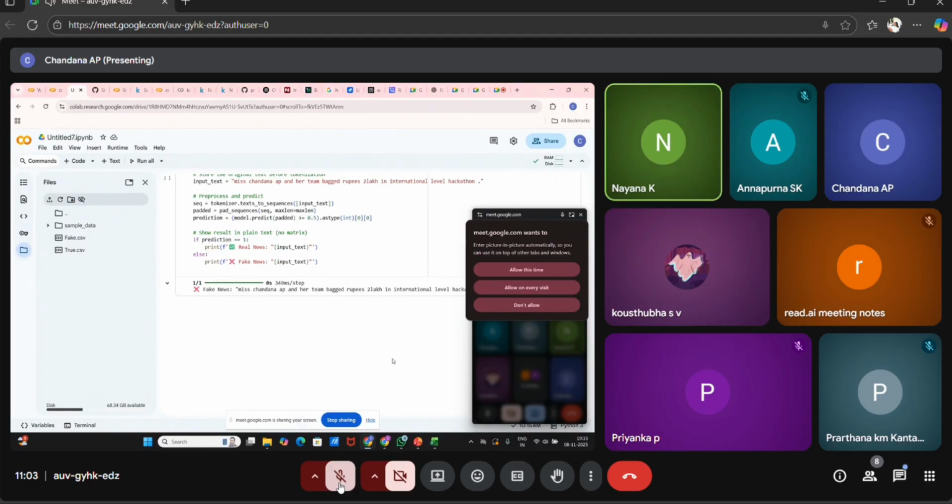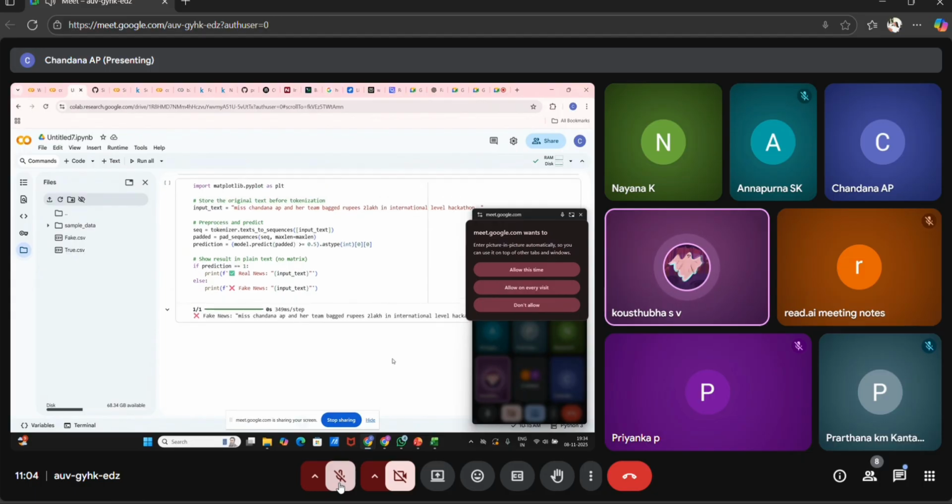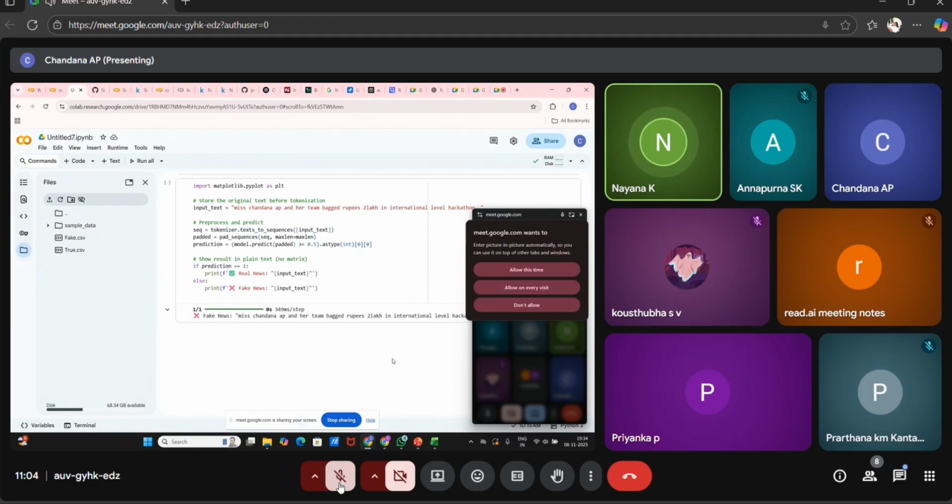Any other answers? Parameters are internal values learned automatically by the model during training. Examples are weights and biases in a neural network, and in linear regression, slope and intercept. A hyperparameter is an external setting you choose manually before training the model. Examples are learning rate, number of epochs, batch size, etc. Okay, all different answers. Good attempt.